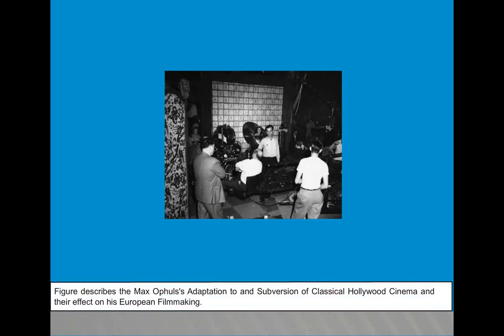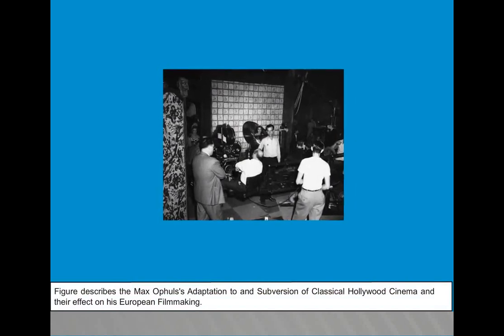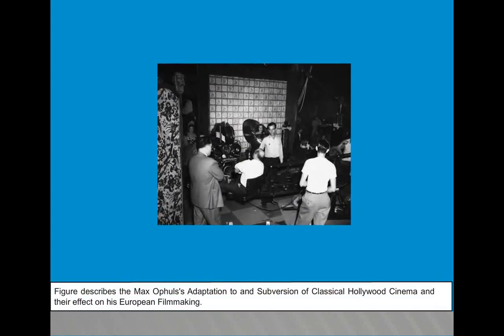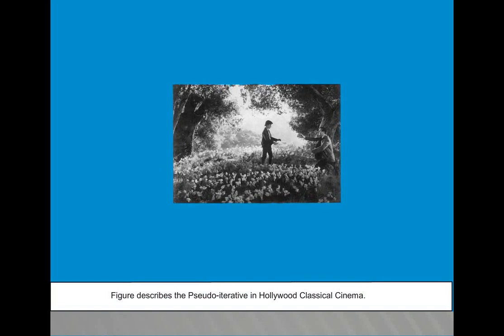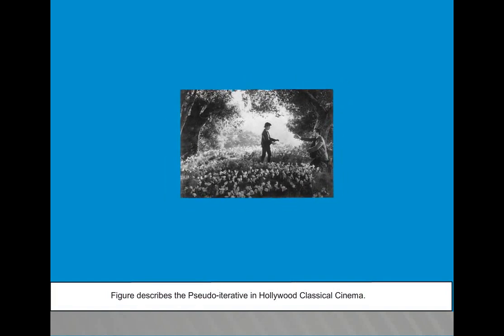Figure describes Max Ophuls' adaptation to and subversion of classical Hollywood cinema and their effect on his European filmmaking. Figure describes the pseudo-iterative in Hollywood classical cinema.